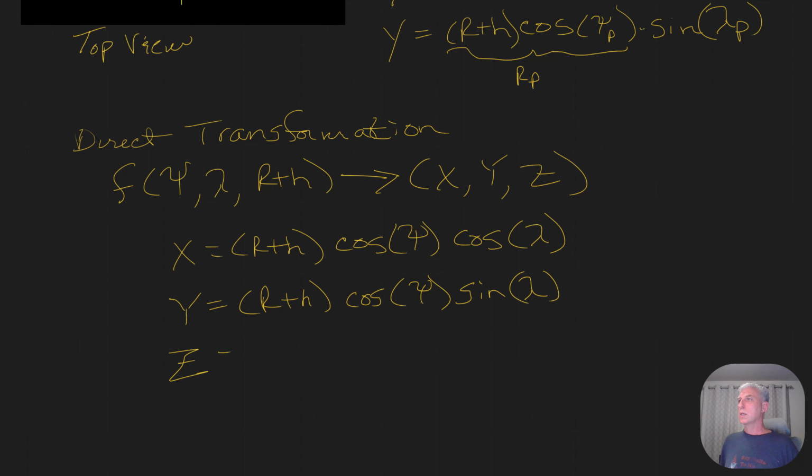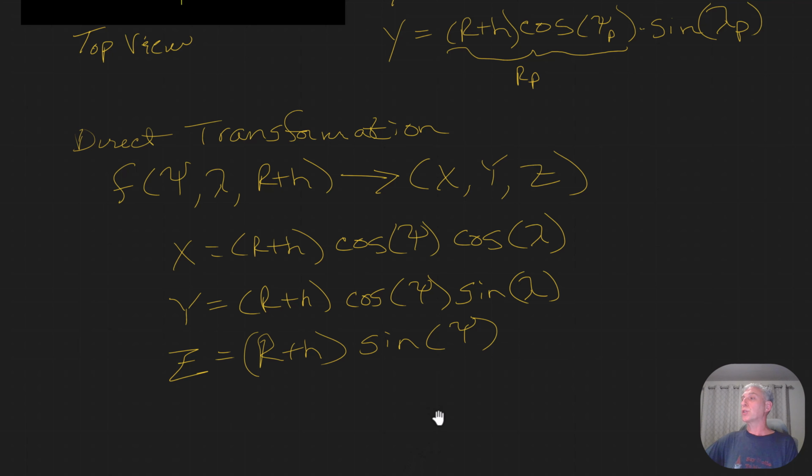And z equals R plus H times the sine of our latitude. It's helpful to spend some time with this and make sure your understanding is there so that if you need to, you could draw these diagrams and come up with these formulas themselves. They're super, super straightforward. So that's how we get from latitude, longitude, and the distance from the center of the Earth to X, Y, Z coordinates.